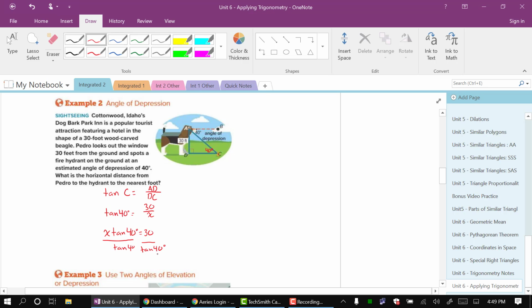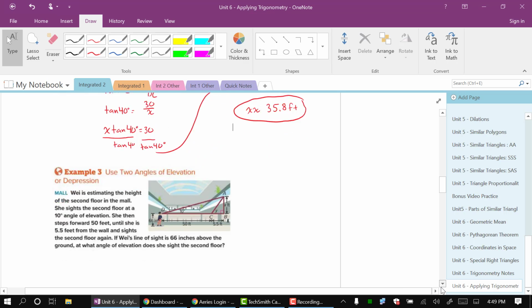I'm running out of space, so I'm going to bring this over here. So this gives me x equals 30 divided by tangent 40. So when I type that in, I get out that x equals about 35.8 feet. So we had looking up and we had looking down.